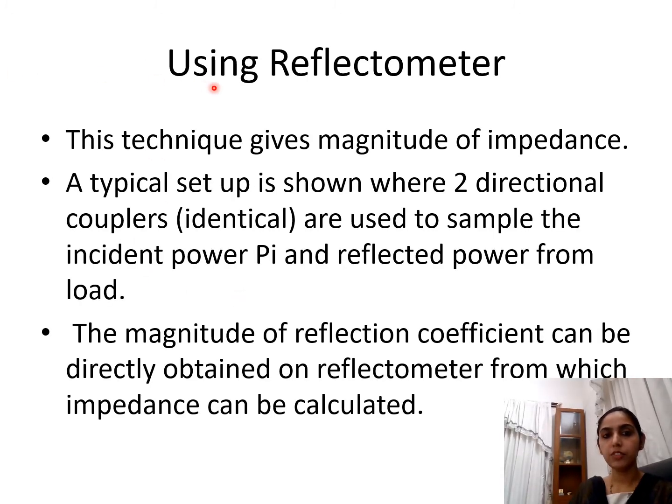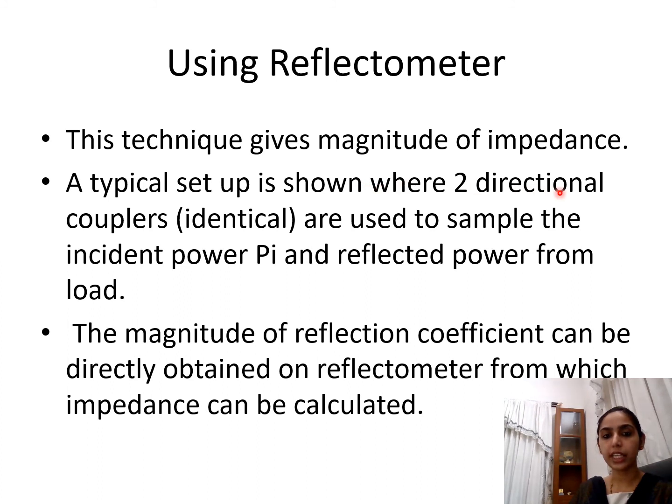Now the second method by which we are going to measure the impedance is by using a reflectometer. Unlike the other method, this method gives only the magnitude of impedance. In the earlier method we know the nature of impedance, but by using the Smith chart along with it you could find both the magnitude as well as the phase. But here, by using the reflectometer, you will get only the magnitude of impedance. So we have to see the setup using the reflectometer.